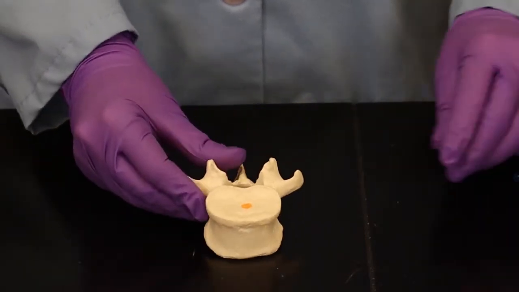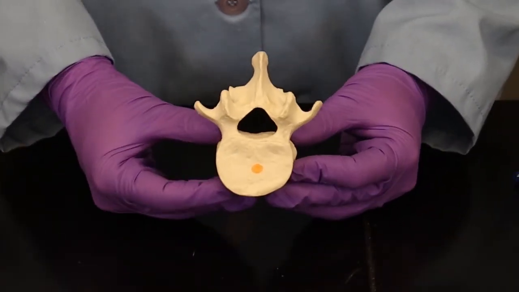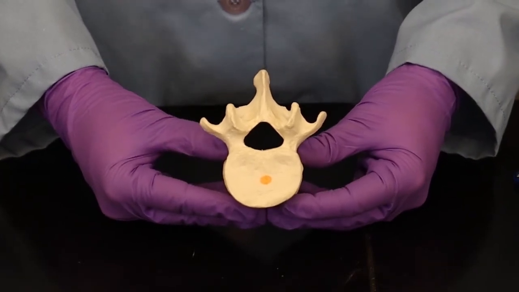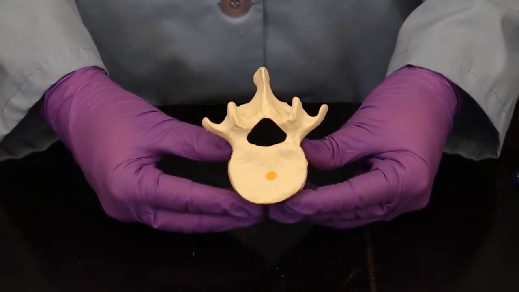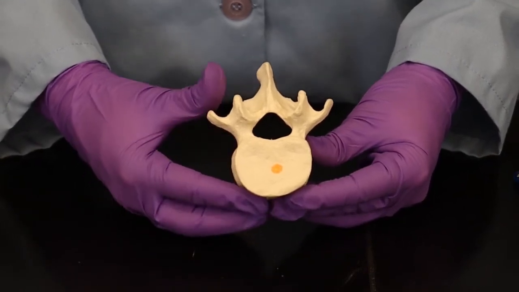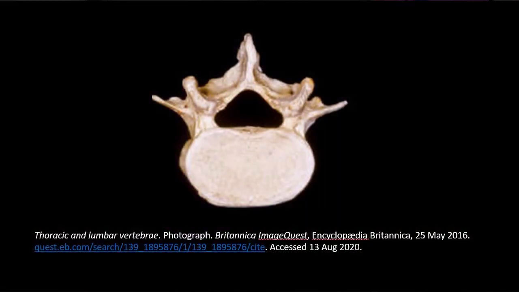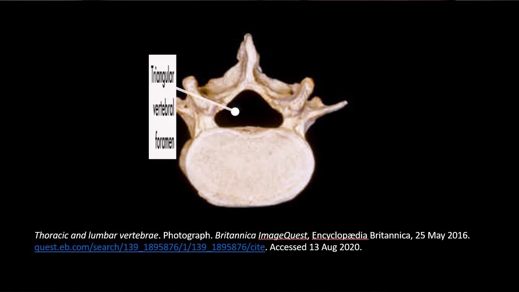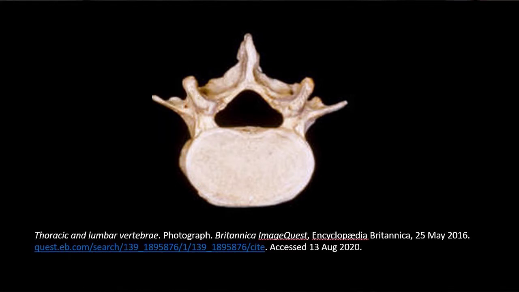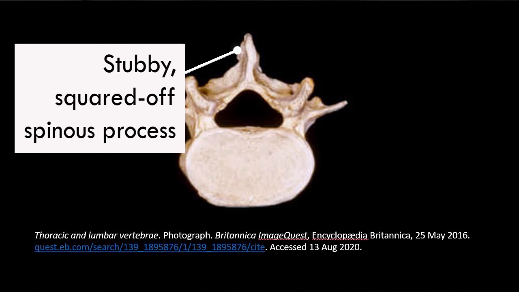Finally, the lumbar vertebra. A couple of things you'll notice. Lumbar vertebrae are typically the largest, but the last thoracic vertebra is pretty large as well. So you need some other clues to tell you that this is a lumbar vertebra. So one clue, look at the vertebral foramen. This is triangular again. So that's one clue for you. And also look at the spinous process, how it's very short and squared off like this.